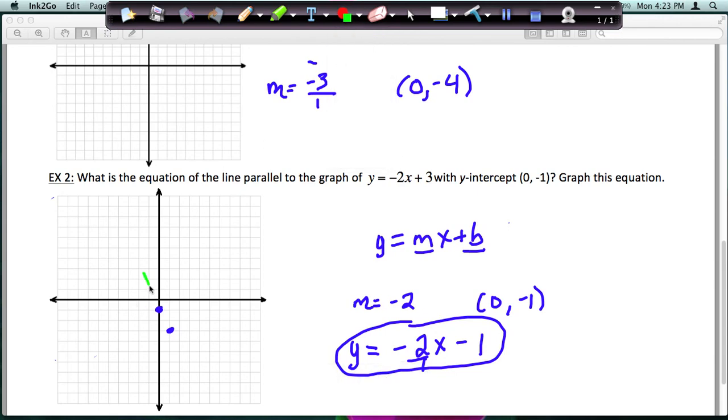Let's see if I can do this best I can right there with a straight line. Try to make it as big as you can. And then there should be arrows on either end of the line. So there is my equation. It has a negative slope, so your line should be going down. It's decreasing.